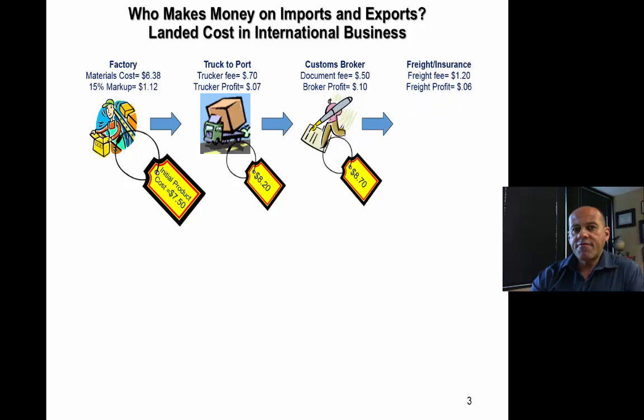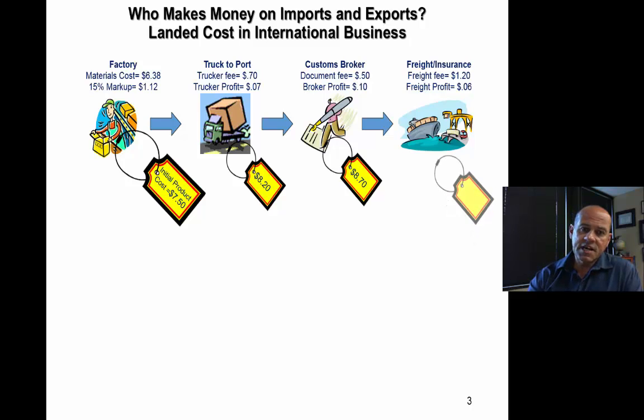Next, we have freight and insurance. Freight and insurance can represent a substantial portion of a product's price. We've assigned an amount of $1.20 on this particular item with a profit of 6 cents. So now this single unit item that started out at $7.50 is now $9.90. Freight fees represent the fees that the carrier is charging to get the goods to the foreign country, and insurance represents the cargo insurance, which protects if the goods are stolen, lost, or damaged.